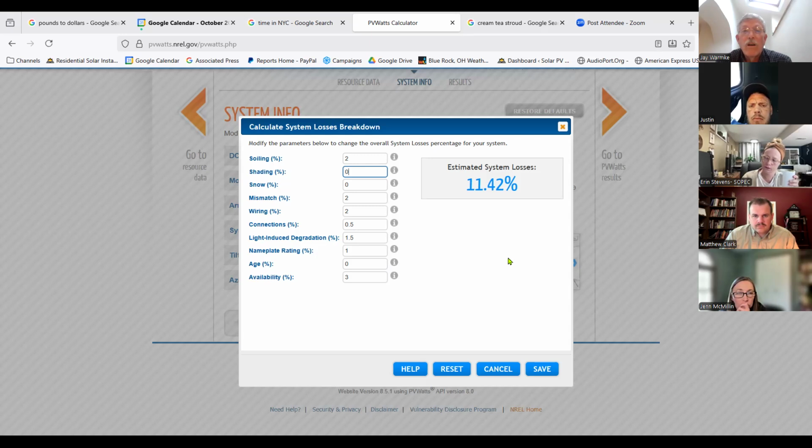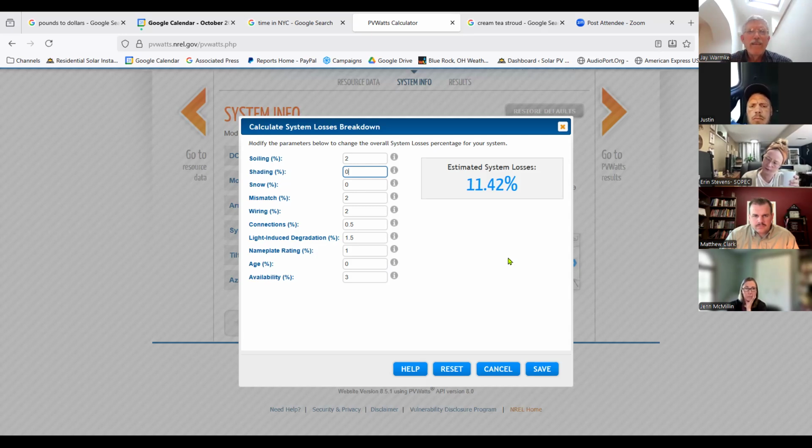Light-induced degradation. This is called LID. I like to just say it's like new car smell. As soon as you drive the car off the lot, you lose some money on it. Well, with solar panels, as soon as you put them out into the sun, in that first week or two, they're going to lose some production. It's a one-time loss. So in this case, they're just saying you're losing 1.5%. Yeah, you can factor that in if you want. I hate to do it because it's assuming it's forever, but it is just a one-time loss. So I usually leave it out.